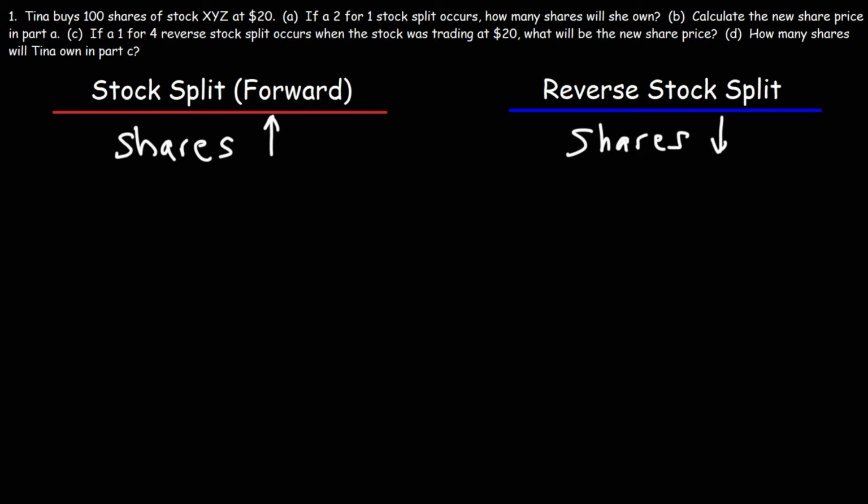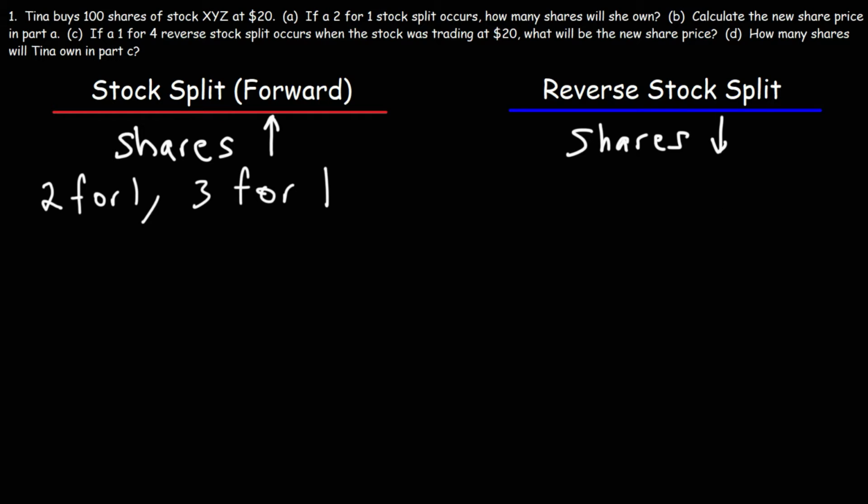In a forward stock split, you may see numbers such as 2 for 1 or even 3 for 1. So what does that mean? In a 2 for 1 stock split, that means that as an investor, you will receive 2 shares for every 1 share that you own. Thus, the number of shares goes up. In a 3 for 1 stock split, you will receive 3 shares for every 1 share you own.